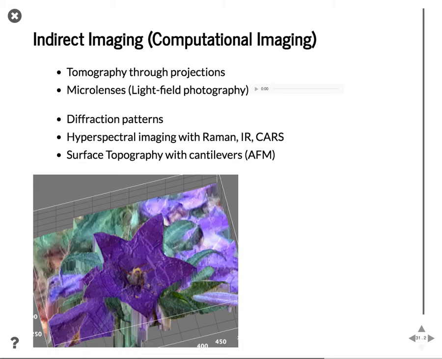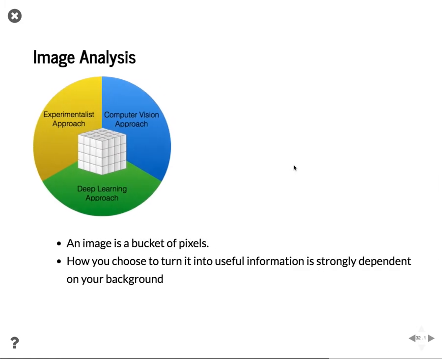Diffraction patterns fall in this category. Hyperspectral imaging falls in this category, so that when you do a hyperspectral image, you don't have any raw image data that you can just look at on your computer. You have to do some sort of processing to get a meaningful picture out. And then surface topography with cantilevers, so atomic force microscopy comes up again.